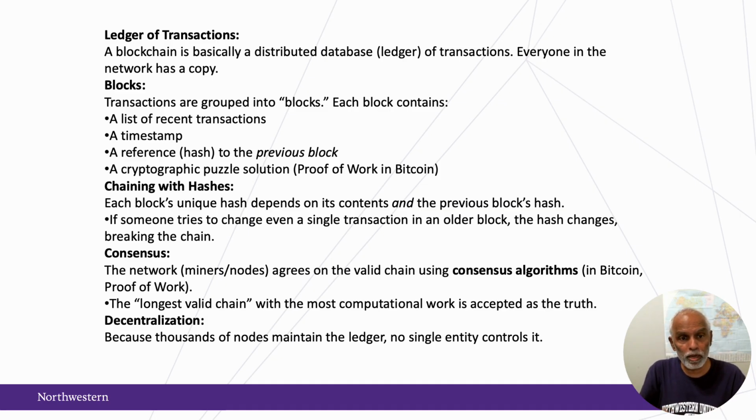Because thousands of nodes maintain the ledger, no single entity controls it. So that is what is called decentralization. I just gave you very important highlights of the blockchain, how they work. Transactions are grouped into blocks, and the blocks are chained together in chronological order, and through the hash algorithms, and the hash algorithm depends on the current block's content and the previous block's hash.